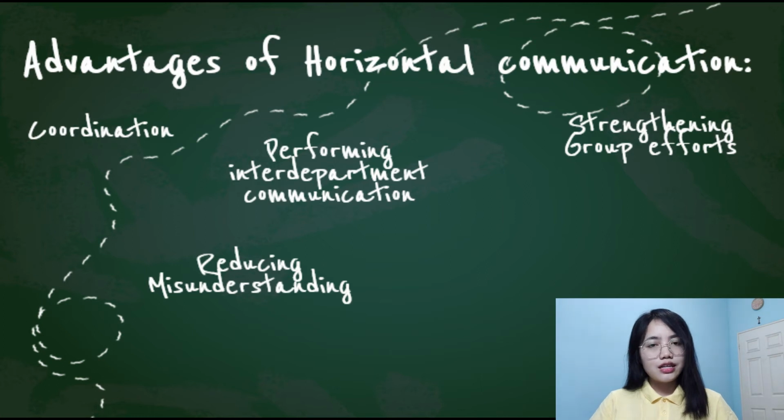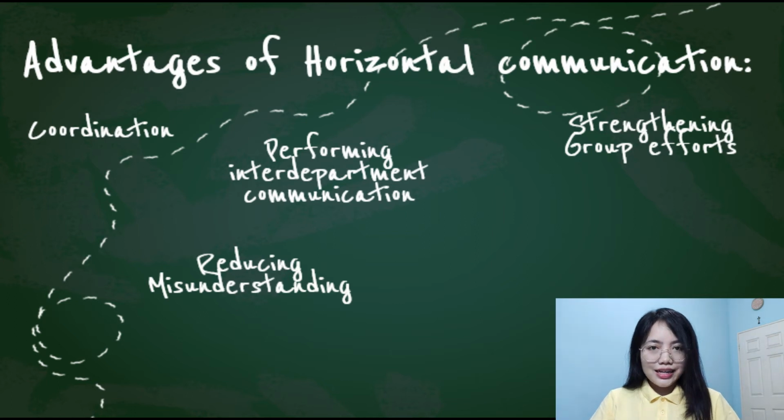The second advantage is that it helps to reduce misunderstanding. Now, misunderstanding among managers and staff are actually very common in an organization. So, horizontal communication can actually help to reduce as much as possible the conflicts and misunderstandings that happen through meeting, discussions, face-to-face interactions, and so on.